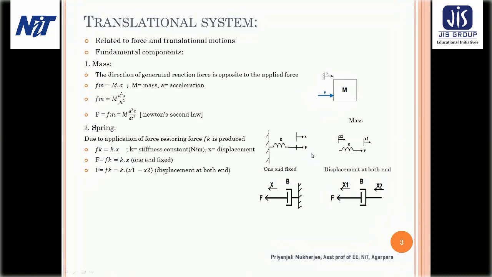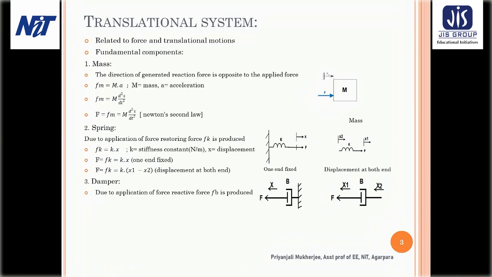And when we consider the spring whose both ends have the displacements x1 and x2, then for that spring the total force F is equal to k into (x1 minus x2). That means we have to consider both the displacements. Next is the damper.